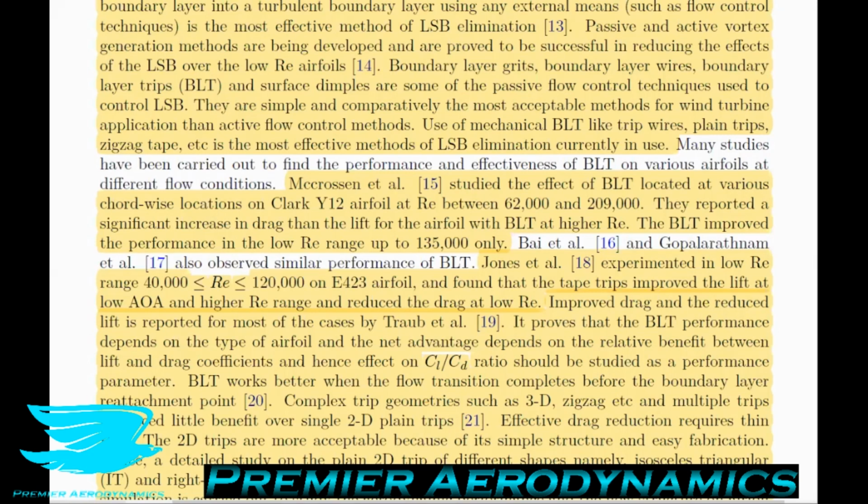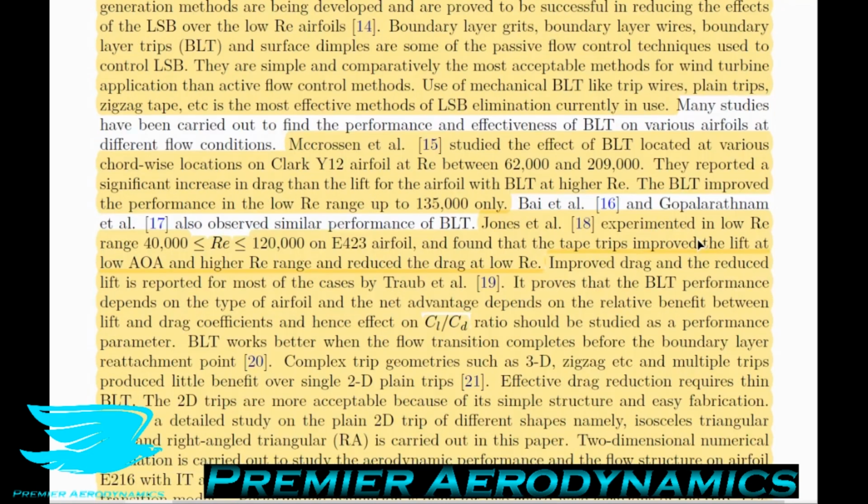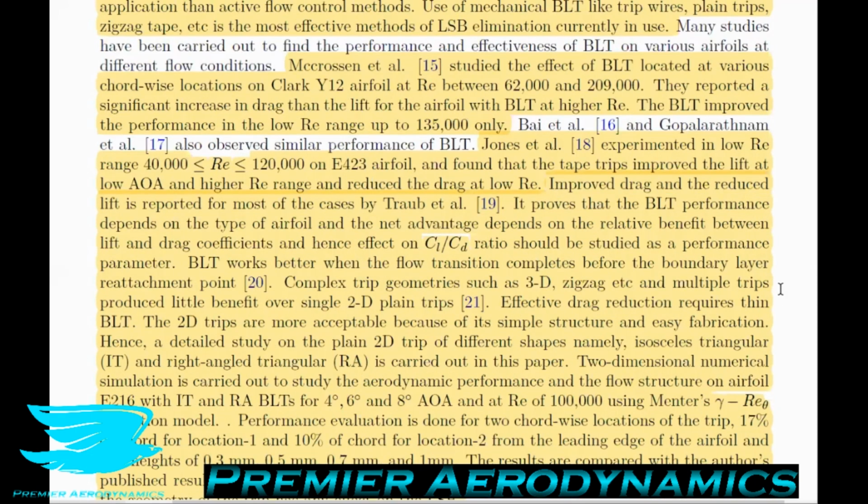They say here that improved drag and reduced lift is reported for most cases by Traub and others. It proves that the BLT performance, or boundary layer trip performance, depends on the type of airfoil, and the net advantage depends on the relative benefit between the lift and drag coefficients, and hence the lift to drag ratio should be studied as a performance parameter. So that should be something that we measure different BLTs by.